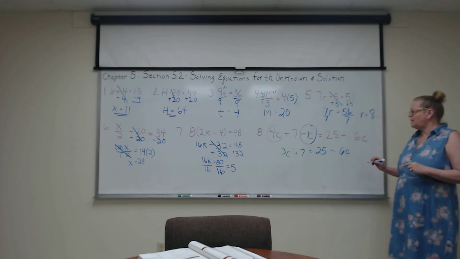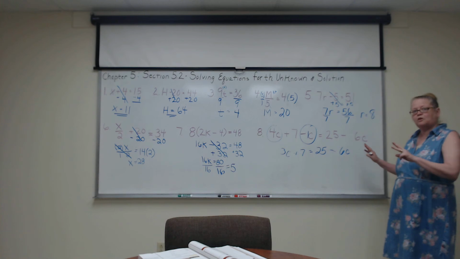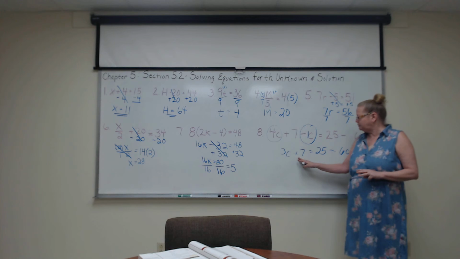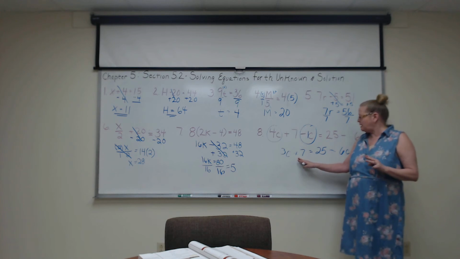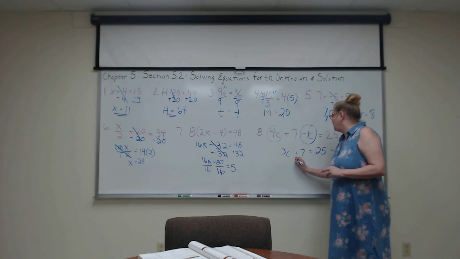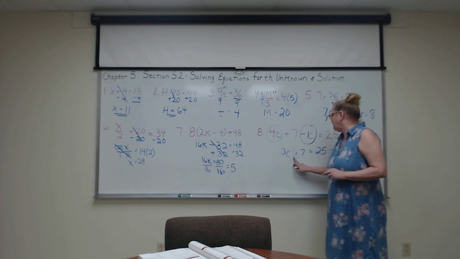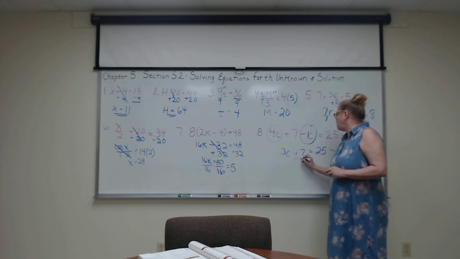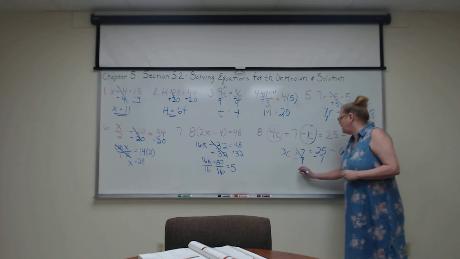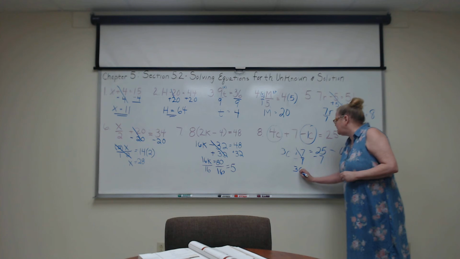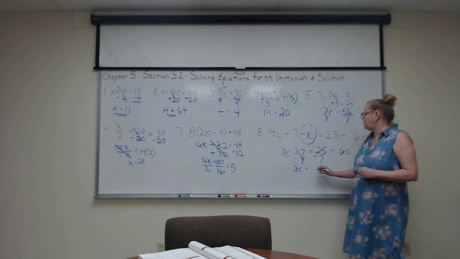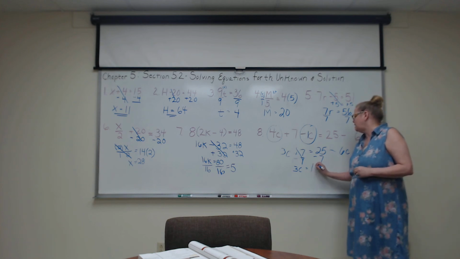So, as we're looking at this, I know that there's a 6C here. We're going to figure out how to do that. But right now, we've got a 7 over here, and let's get rid of this 7 so we have just the 3C over here. So how do we do that? We do the opposite operation, and we're going to subtract 7. So we subtract 7 from both sides. That cancels. We get 3C equals 25 minus 7, which is 18.